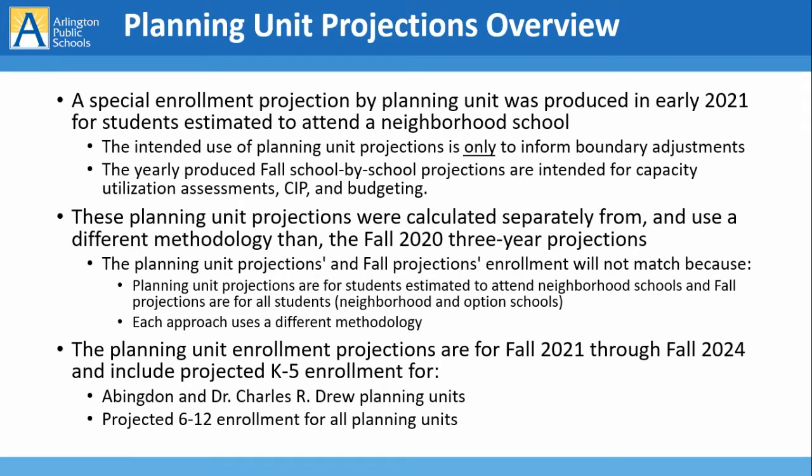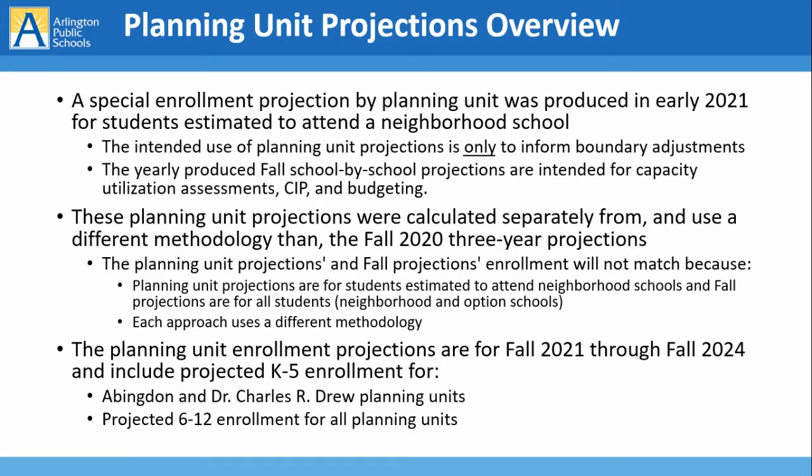So for the planning unit projections, the planning unit projections are a special projection that we do, and its use is exclusively for instances where there's boundary adjustments. We produced this planning unit projection in early 2021. Because the boundary adjustments are for neighborhood schools, neighborhood attendance zones, the projections work to estimate future students that we estimate will attend a neighborhood school. So again, the use for these projections is only for when boundary adjustments need to happen, and so there need to be estimates on the number of students that are impacted by different scenarios. How many future students there will be in different boundary scenarios.